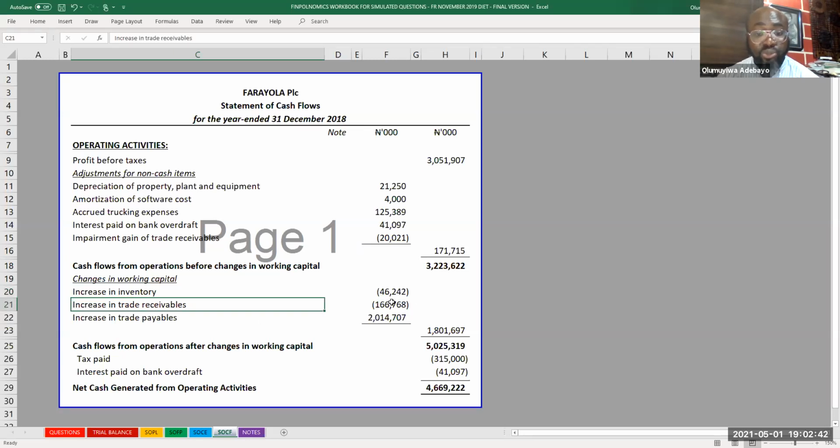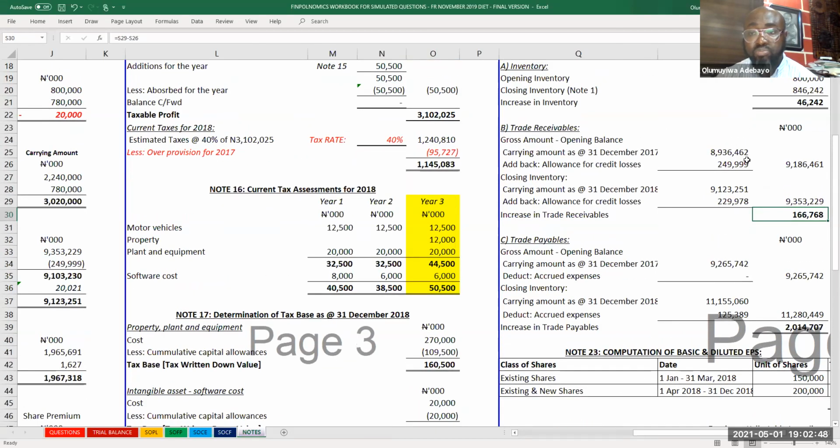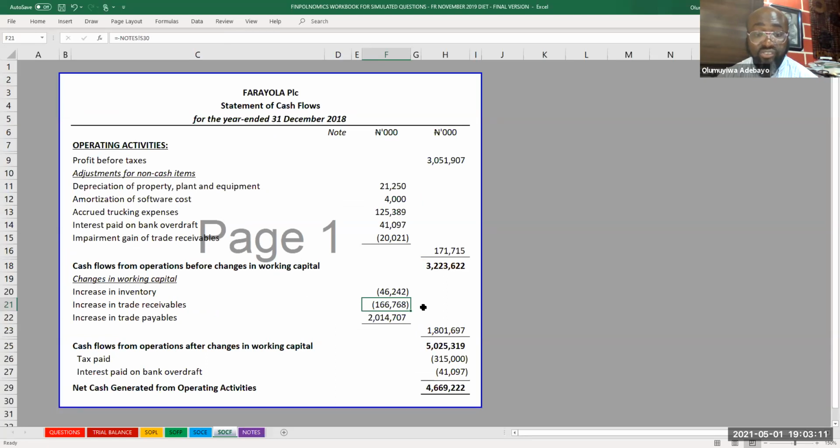Increase in trade receivable, you can see that from our analysis we did here. Remember, we compared the trade receivable, given that we have not deducted impairment loss with our trade receivable in 2018, which means we compare apple with apple. The movement shows that there's an increase in trade receivable. Increase in trade receivable is tantamount to utilization of cash.